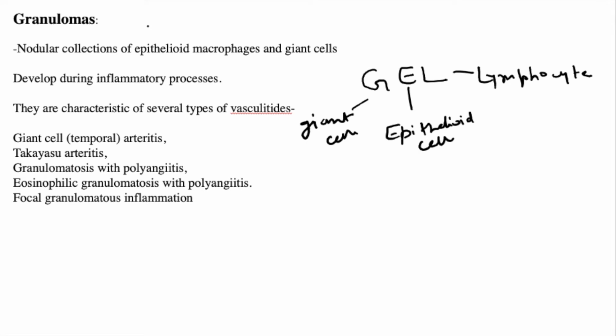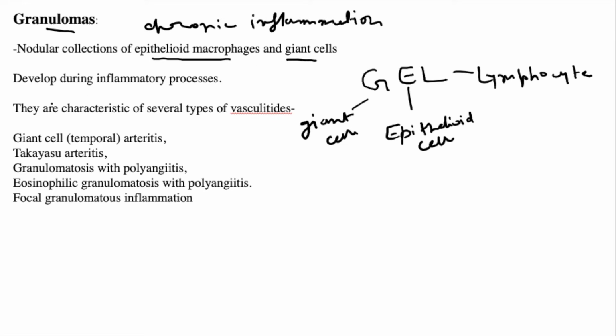We have again seen this granuloma formation as a part of chronic inflammation, right? It's a pattern of chronic inflammation in general pathology. We have studied the patterns of chronic inflammation, and there is the granuloma. Granuloma is a nodular collection of epithelioid or modified activated macrophages plus giant cells.